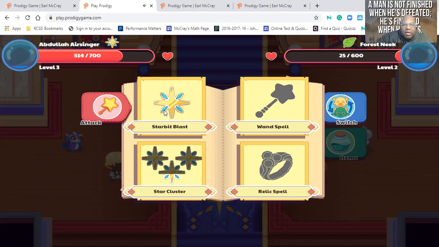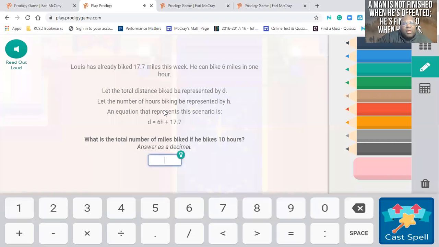All right. All right, here we go. Lewis has already biked 17.7 miles this week. He can bike 6 miles in 1 hour. Let the total distance biked be represented by D. Let the number of hours biking be represented by H. An equation that represents this scenario is D equals 6H plus 17.7. What is the total number of miles biked if he bikes 10 hours? Answer as a decimal.